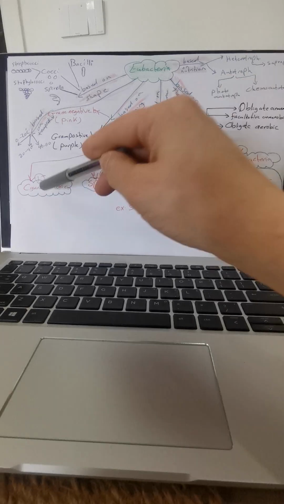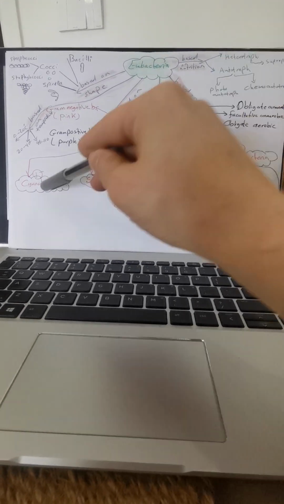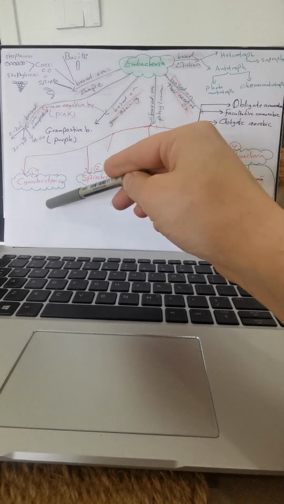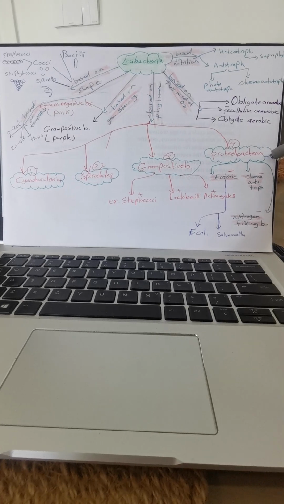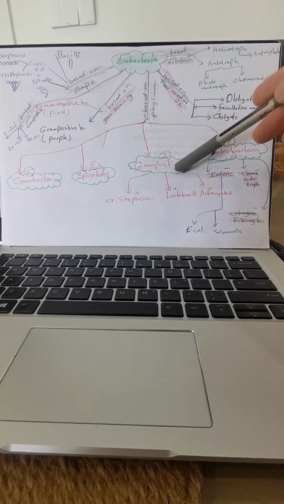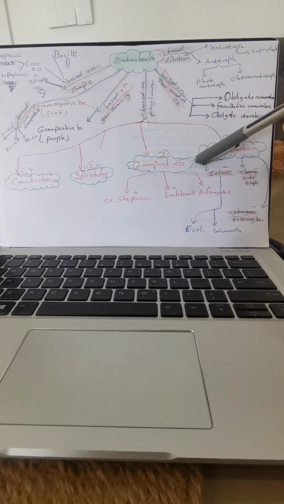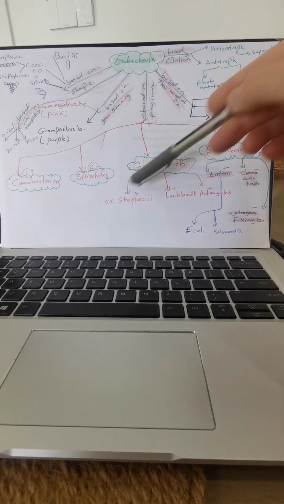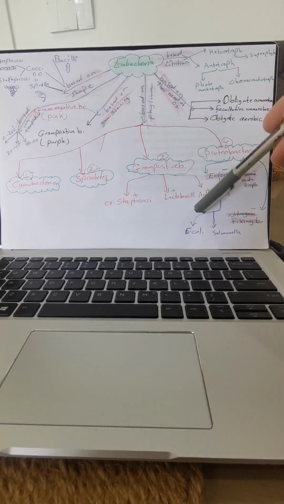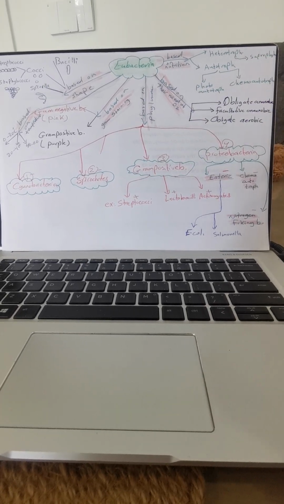So we can say that of these phyla, the three phyla, which are the cyanobacteria, spirochetes, and proteobacteria, are gram-negative, and only this phylum is gram-positive bacteria, of which we have in your book only 3 examples: streptococci, lactobacilli, and actinomycetes.